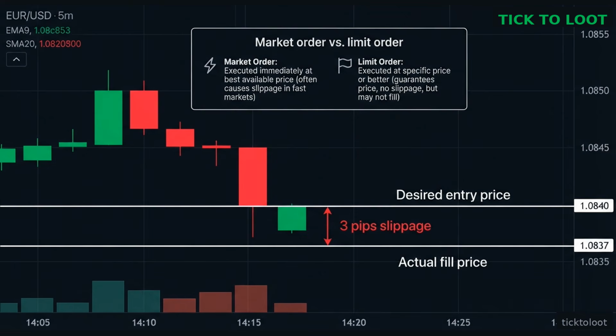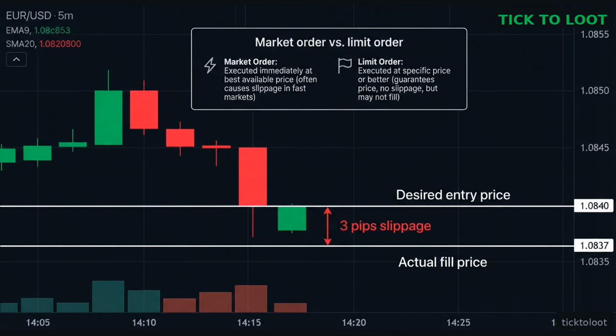Brokers differ in how they handle slippage. Some guarantee no slippage on certain account types, while others disclose an average slippage figure in their terms. To evaluate, look at the broker's policy page for statements like average slippage under 1 pip for major pairs, or ask their support for real-world data. You can also run a small backtest: place a series of market orders on a demo account during volatile periods, and record the difference between requested and filled prices.